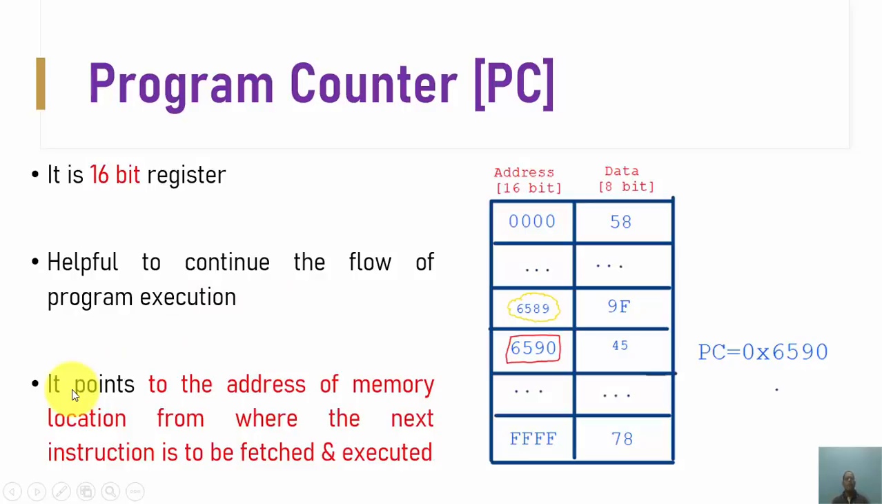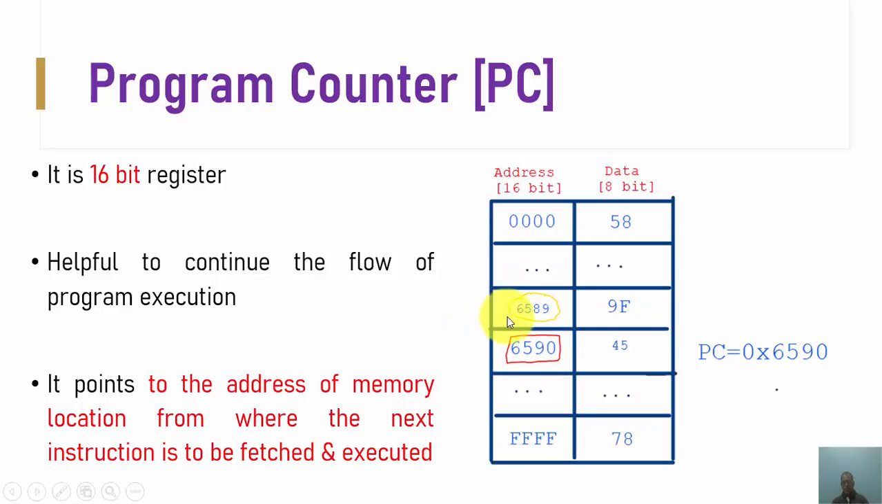The most important thing about the program counter is that it always points to the address of the memory location from where the next instruction is to be fetched and executed. For example, suppose right now the CPU is dealing with the data 9F, which is present at 6589, and after that it is going to deal with the 6590 memory location. So during execution of the instruction which is stored at location 6589, the program counter is going to point out the next memory location.